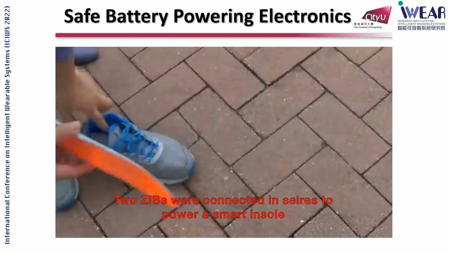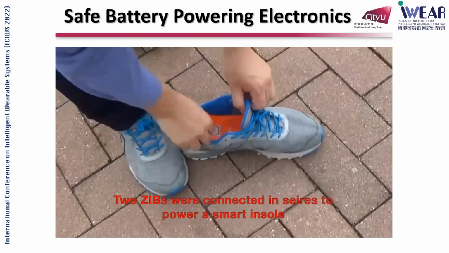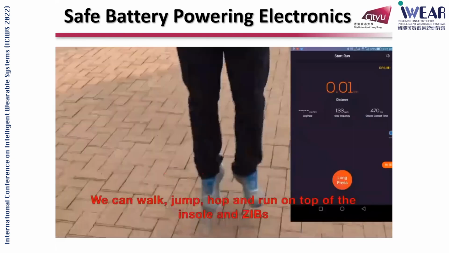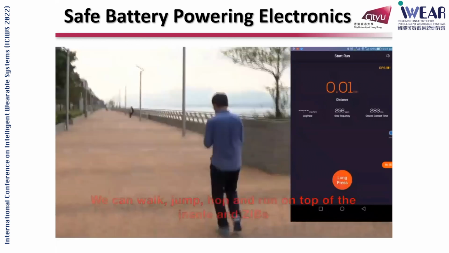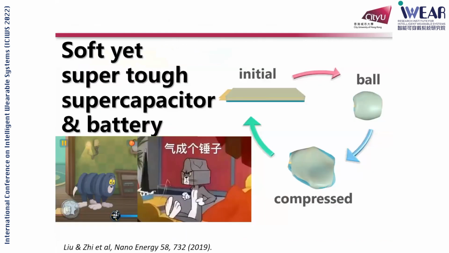And this is a smart shoe powered by 2 pieces of battery. You can jump, you can run, do whatever to the battery. It's very, very tough actually. You don't have to worry about it. You can power this for a few hours. It can still work. Another concept I'm trying to incorporate into my flexible battery research is toughness.